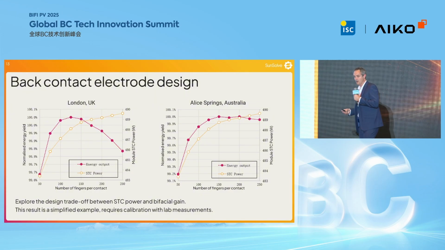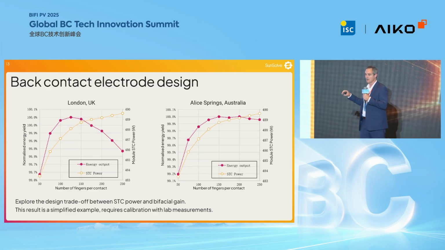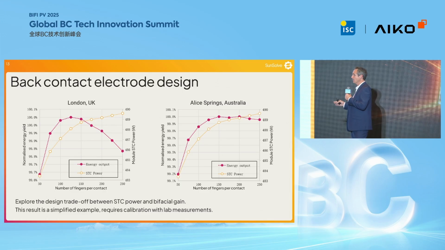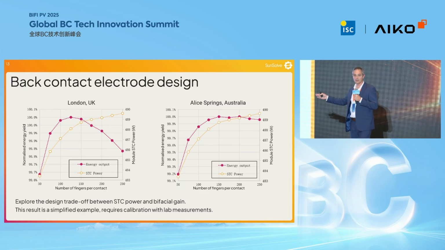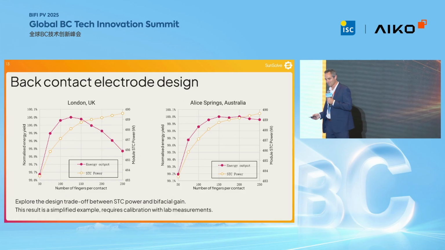And we can find differences in where the STC power should be optimized in terms of two different locations. So somewhere in England where the weather is not very good, or somewhere in Australia where we have great weather.